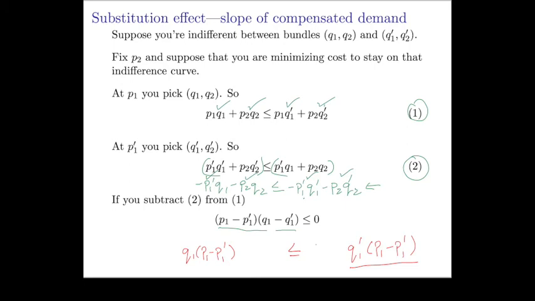That leaves us with Q1 times P1 minus P1 prime minus Q1 prime times P1 minus P1 prime is less than or equal to 0. So the last step before we can get to the final inequality is to factor out the P1 minus P1 prime. If you factor those out, you get P1 minus P1 prime times Q1 minus Q1 prime, which is this thing.